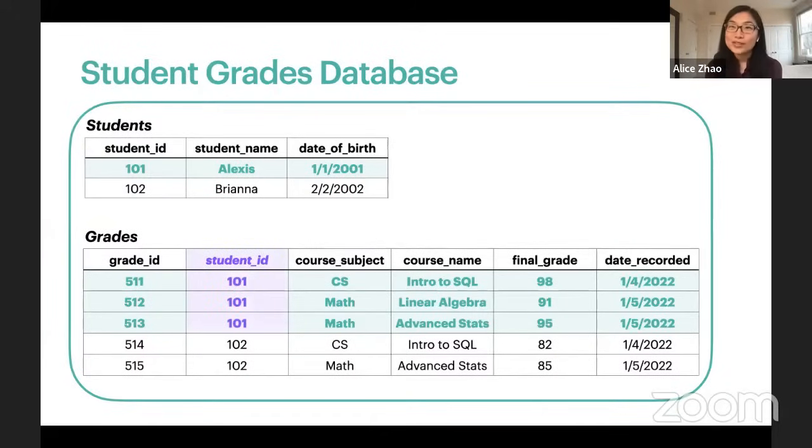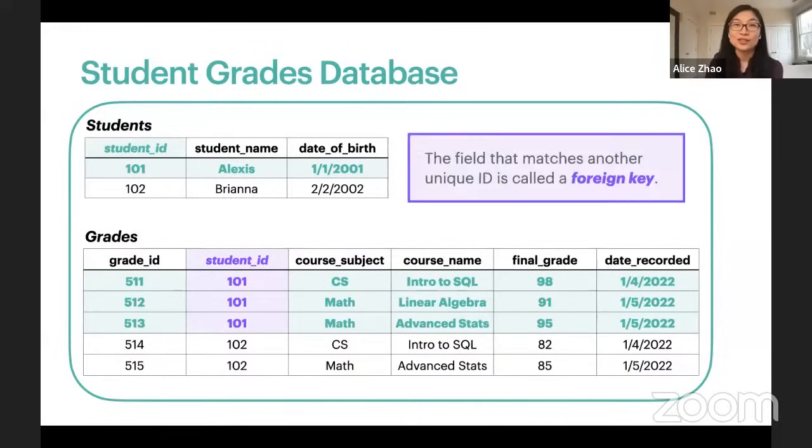One other place I want you to look at is that bottom table with the student ID in purple. This is the field that links the two tables. You'll notice there's a unique student ID in that top table. This student ID down here matches that student ID in the top table, and together that field is used to link the tables, and that field is called a foreign key.